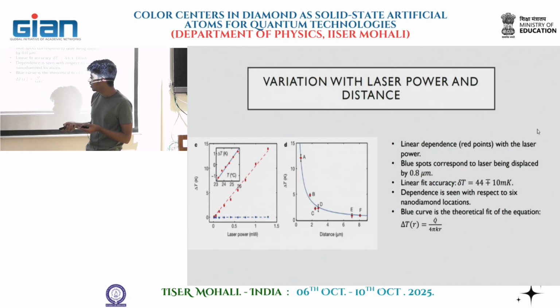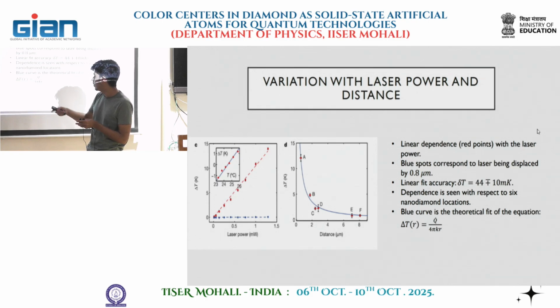The blue line corresponds to the control. If they wanted to check that the heating was only due to the gold nanoparticle and not due to local effects, in the blue line they changed the path of the laser away from the gold nanoparticle, and in this case they did not see any temperature changes. The delta T is a constant.